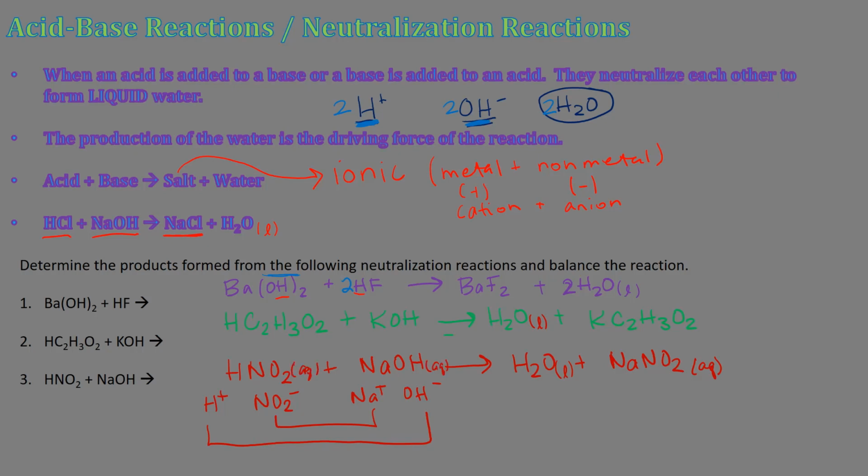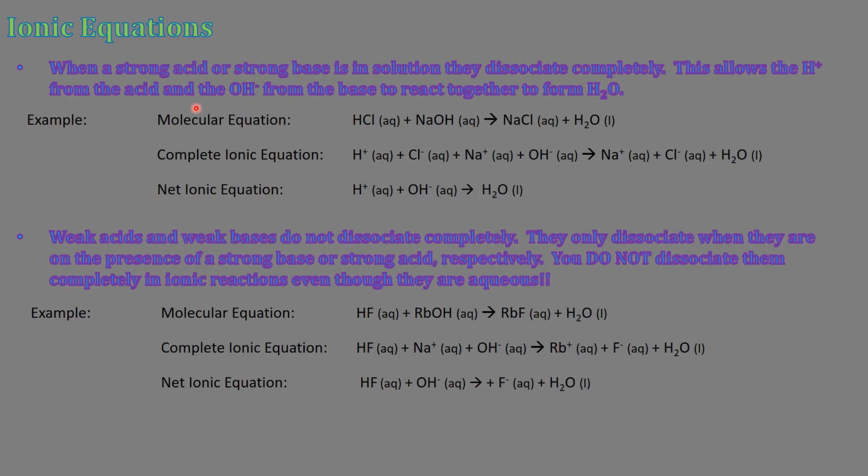So even if your acid is weak, it's still aqueous. All right, so here it says when a strong acid or strong base is in solution, they dissociate completely. This allows the hydrogen ions from the acid and the hydroxide ions from the base to react together to form water. So we're going to look at ionic equations of acid-base reactions. This is very similar to the ionic equations that we wrote for the precipitation reactions. So it's really not that different.